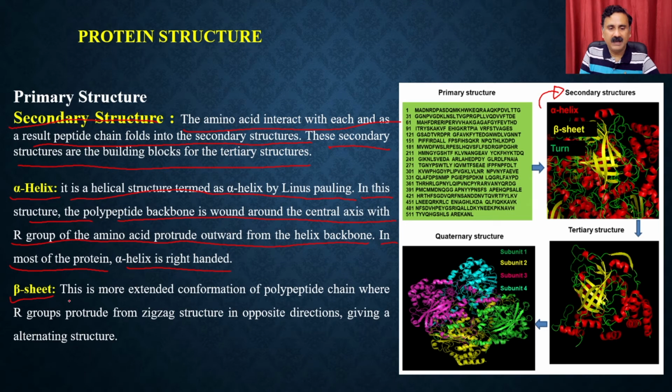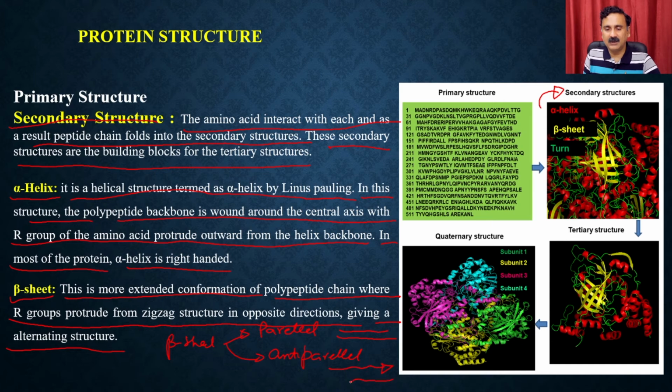Then we have the beta sheets. This is a more extended conformation of the polypeptide chain, where the R groups protrude from the zigzag structure in alternate directions. Beta sheets can be of two types: parallel beta sheets or anti-parallel beta sheets. If the strands are running in the same direction, it is called a parallel beta sheet. If they are running in the opposite direction, it is called an anti-parallel beta sheet.